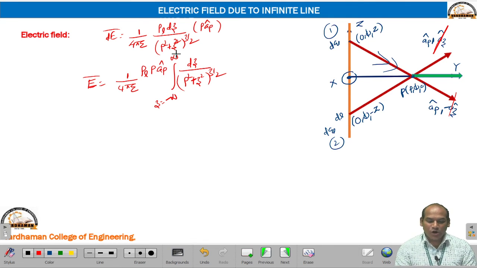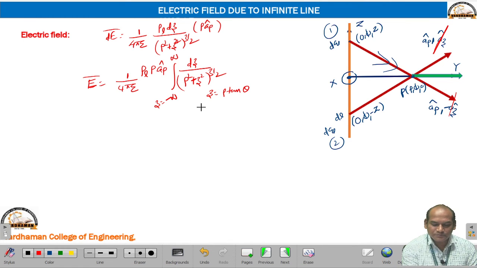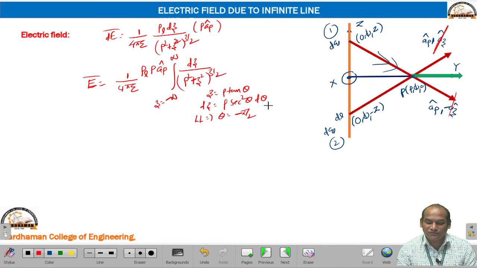Okay. Now, assume z is equal to rho tan theta, dz is equal to rho secant square theta d theta. For the lower limit, z is equal to minus infinity, that means theta is equal to minus 90 degrees, because tan will become minus infinity when theta is equal to minus 90. The upper limit is theta equal to plus 90, because tan will become plus infinity when z is equal to infinity, when theta is equal to pi by 2.